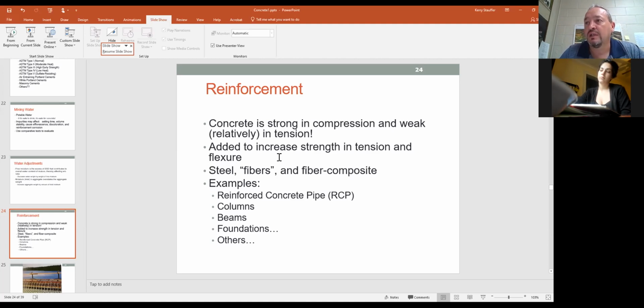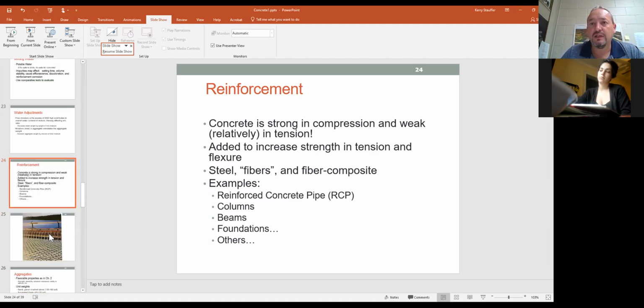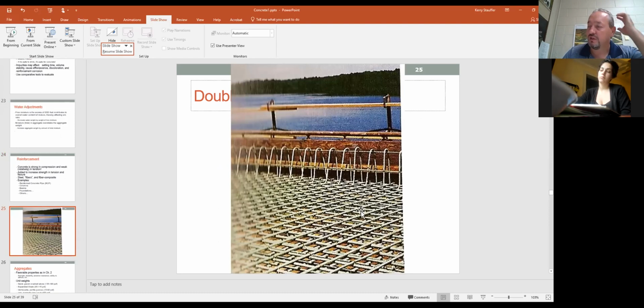reinforcement. All right, and then I think there's a picture here of a pretty dense rebar mat. It looks like on a bridge, and you can see the parapet wall and how all that's going to mesh together.